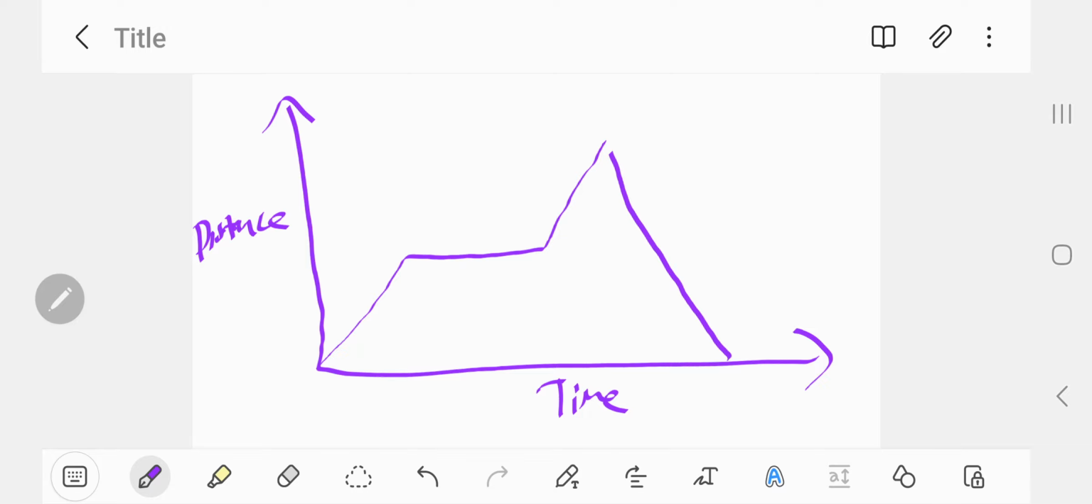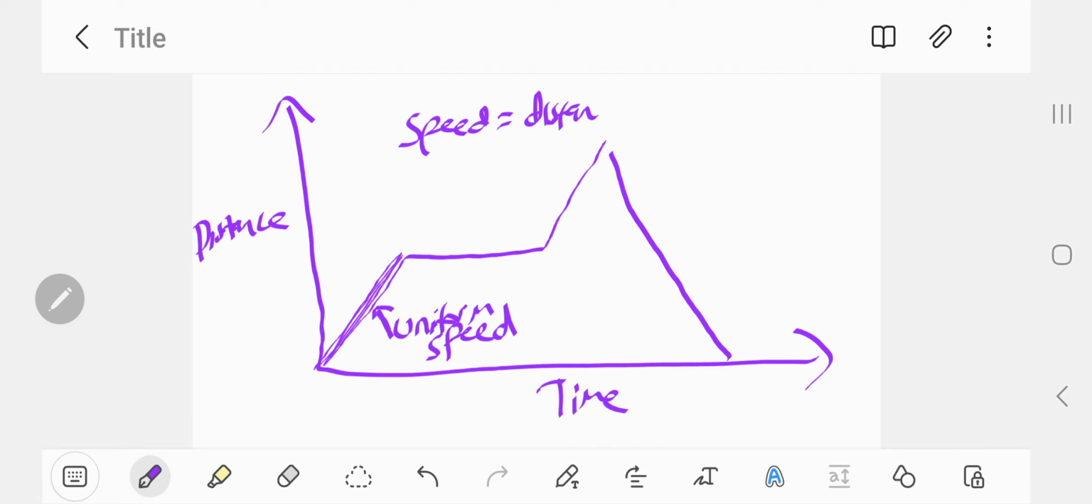So what does this graph mean? Well, whenever you have a line like this at about 45 degrees, that indicates that the object is moving at uniform speed. Why is that the case? Well, because from before, speed is just distance divided by time, and that gives you a constant, a number. And speed is just the gradient of the graph, the slope. So the slope in this case gives us uniform speed.